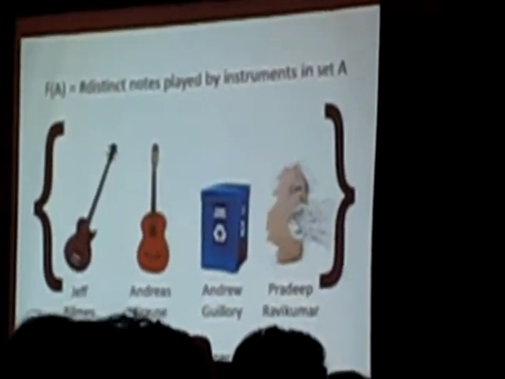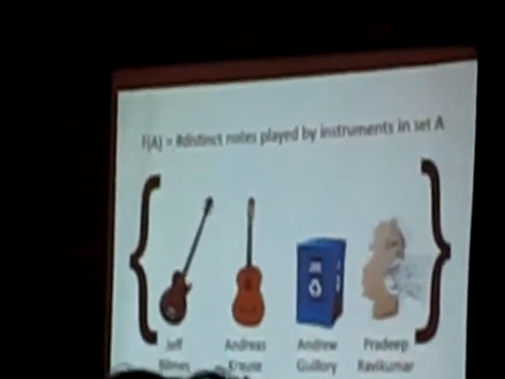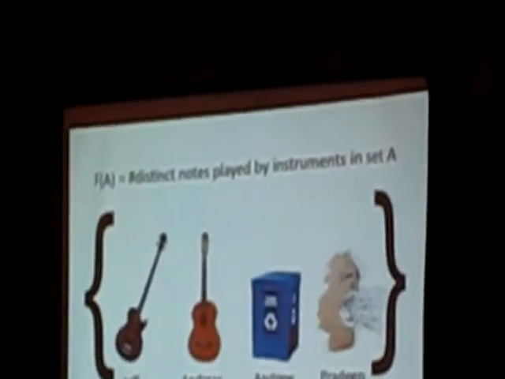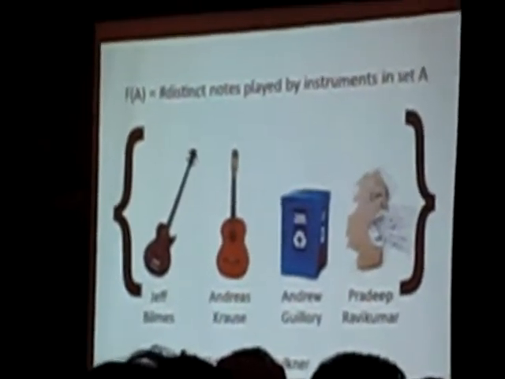Okay? And so let me just briefly introduce the band. So on the bass, there is Jeff Bilmes. So I'm going to play the guitar. We have Andrew Guillory on the recycle bin, on the vocals. And also Matt Wolfner on the slides. And you see that in a moment.